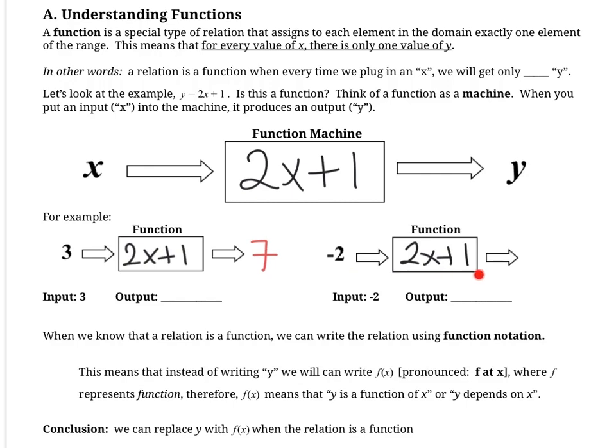Let's do this example here. When I plug in a -2, I replace x with -2. It gets multiplied by 2 and then 1 is added. 2 times -2 is -4, plus 1 is -3. Let's summarize. When we inputted a 3 into our function machine, we get only one output, because that's the definition of a function, and in this case the output was 7. When we inputted a -2, we got the output of -3.